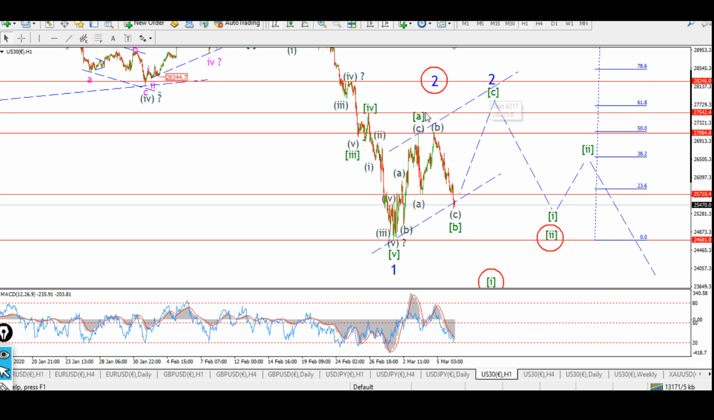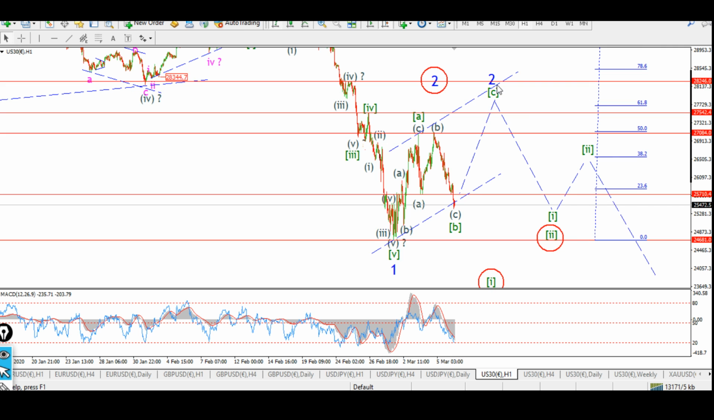You can see the alternate count here. You could say that this was a slight new high in this B wave. I'm showing it as an expanded flat, but you could call that the ABC of wave 2. I'm not buying that right now. I'm going to go with the larger wave 2 pattern, and we should probably move up between this band of fourth waves here, up towards 28,000 again, in a C wave.